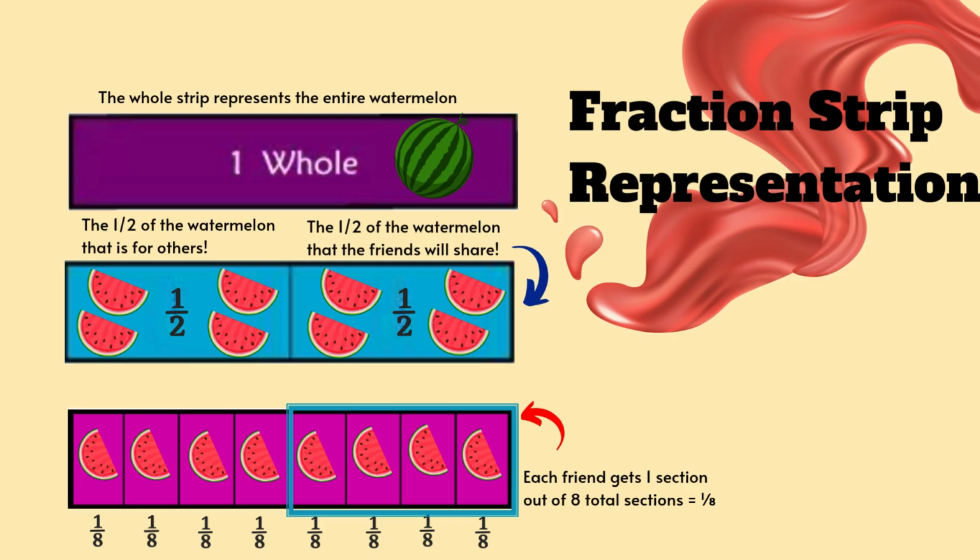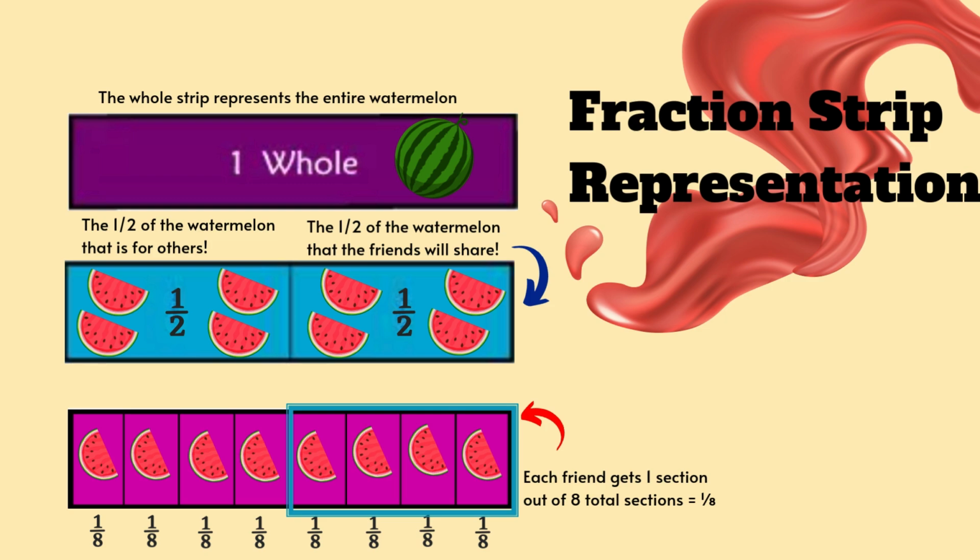So to help it make sense for all learners, let's look at a fraction strip. This entire strip represents the whole watermelon. And we can see that half of the strip is designated for the friends to share, while the other half of the strip is for other people.